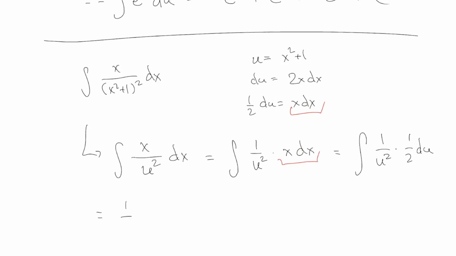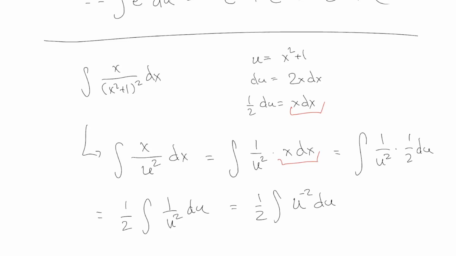Pull the 1/2 out to the front of the integral, like so. And now the substitution is completely finished. How do we do the antiderivative of 1 over u squared? Anybody get this far? One over u squared. This I would rewrite using a negative exponent. I would say this is 1/2 integral u to the -2, right?